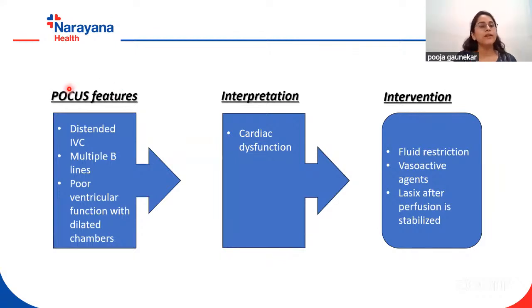Second example is if you have a distended IVC, multiple B lines, poor ventricular function with dilated chambers, all of these features are suggestive of cardiac dysfunction. What you have to do is fluid restriction, start vasoactive agents, it could be adrenaline or dobutamine, and start Lasix only after the perfusion has been stabilized.